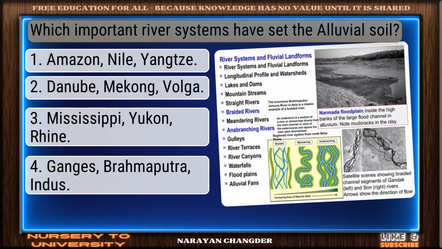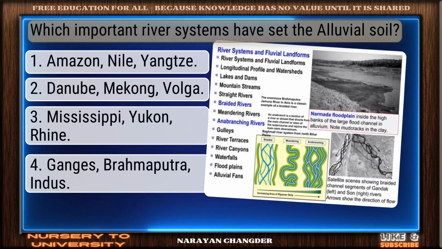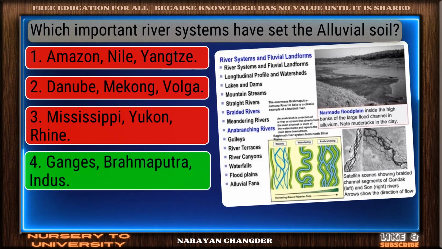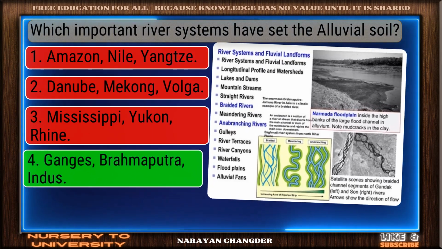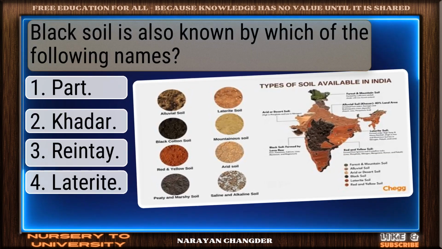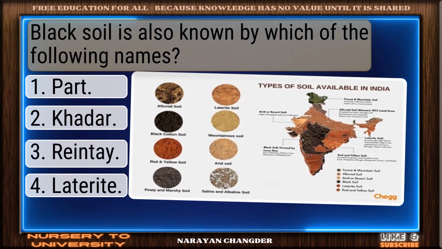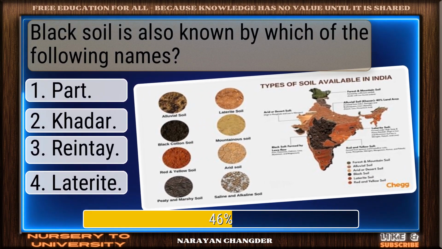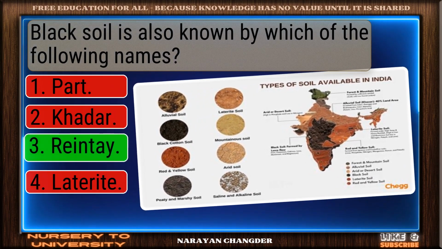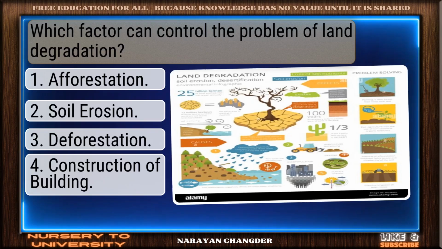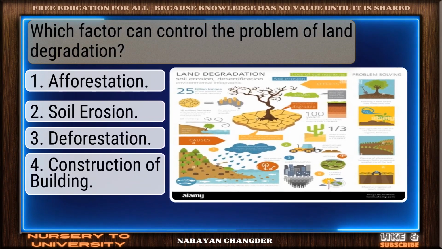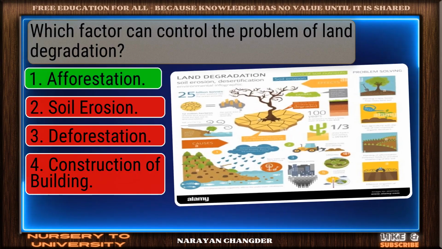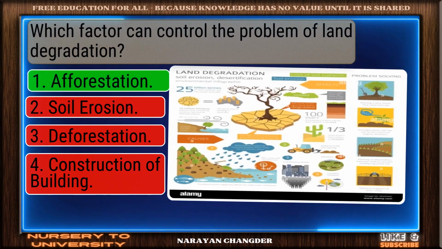Which important river systems have created the alluvial soil? Great job. Ganges, Brahmaputra, Indus is accurate. Black soil is also known by which of the following names? Great thinking. Regur is right. Which factor can control the problem of land degradation? Good job. Afforestation works well.